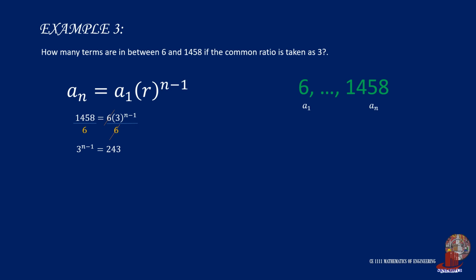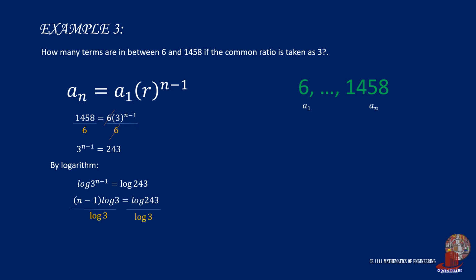Since n is a part of the exponential expression, we cannot just divide or multiply any constant to extract it, but rather we use logarithms. If we take the logarithm of the equation, we can pull down the exponent to the quantity of n minus 1 multiplied by the logarithm of 3, and this is equal to the logarithm of 243. This is from the laws of logarithms.